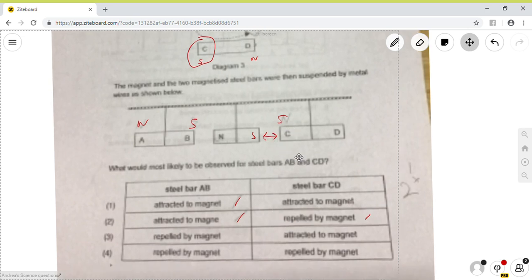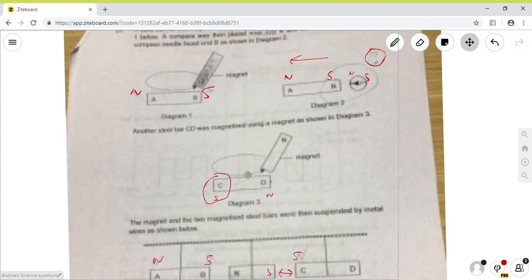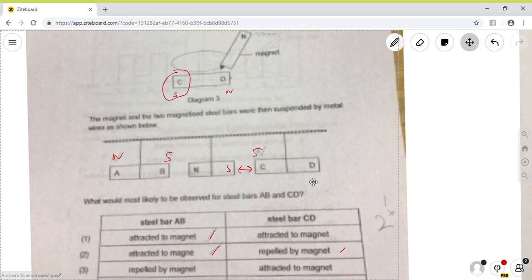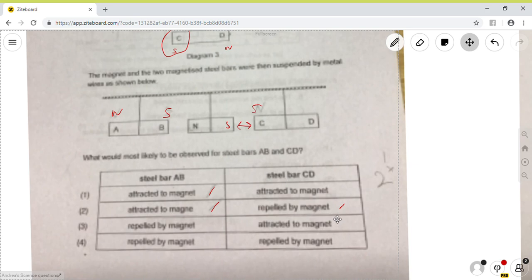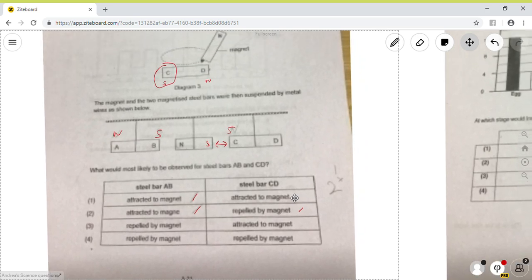Then after that, in diagram number 3, this is the reverse of this, right? 3 is like the reverse of 1. Let me see. You do north like this, you do south, south, north, right? So you should get C, D. Then this C is south, right? Yeah, it should be repelled, right? Yeah, I get 2. Okay, so it should be 2. I got option 2.